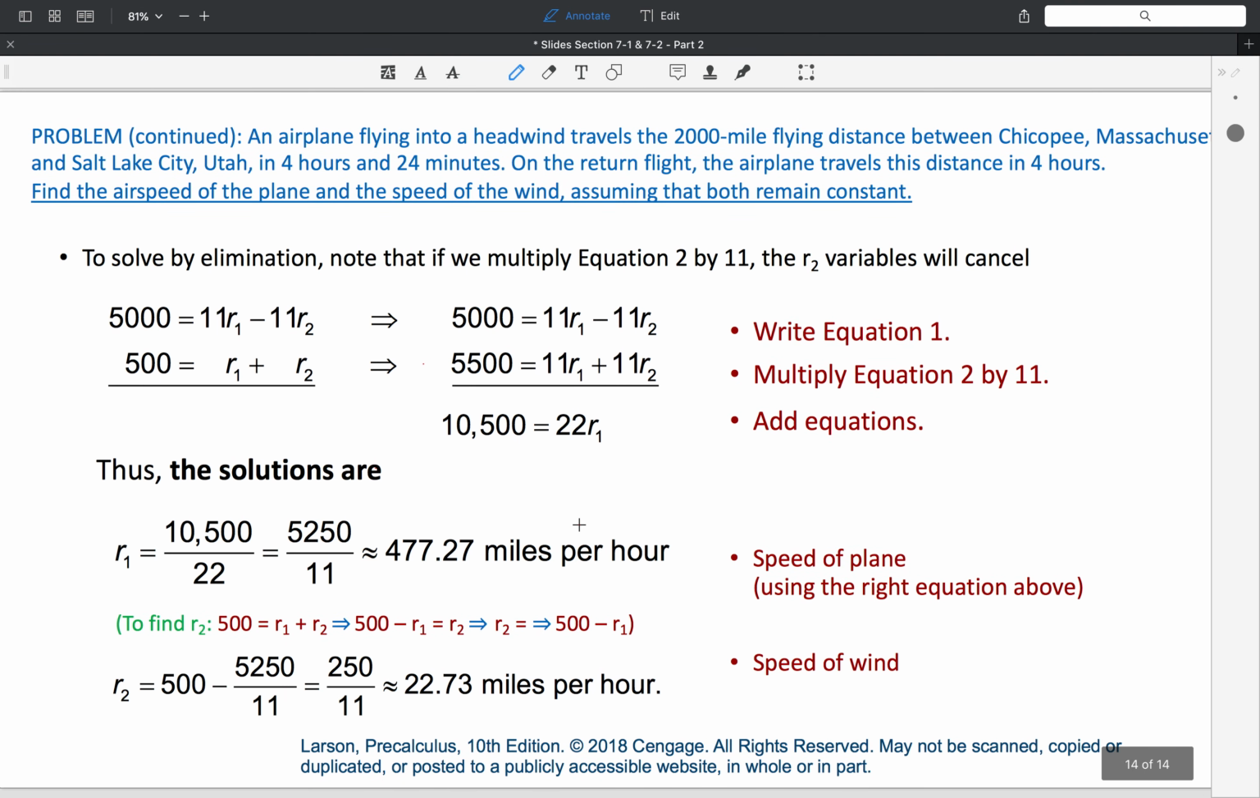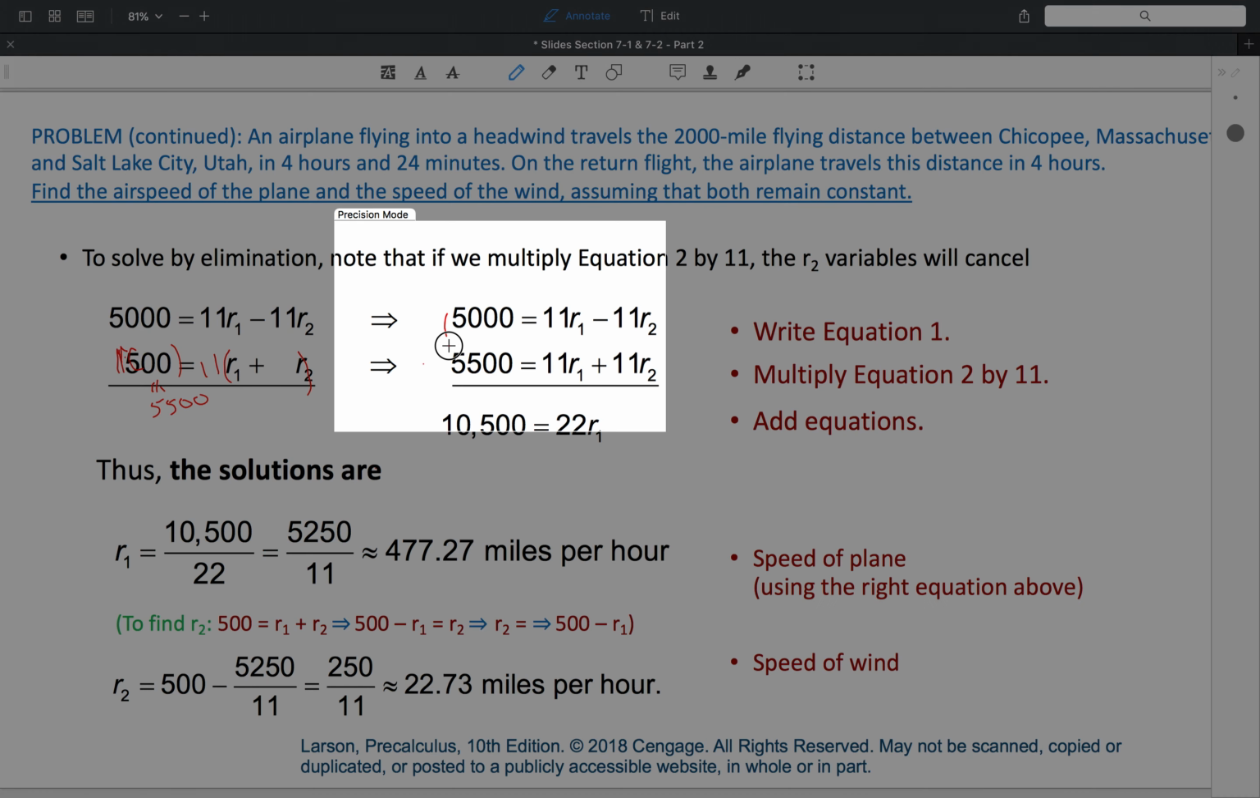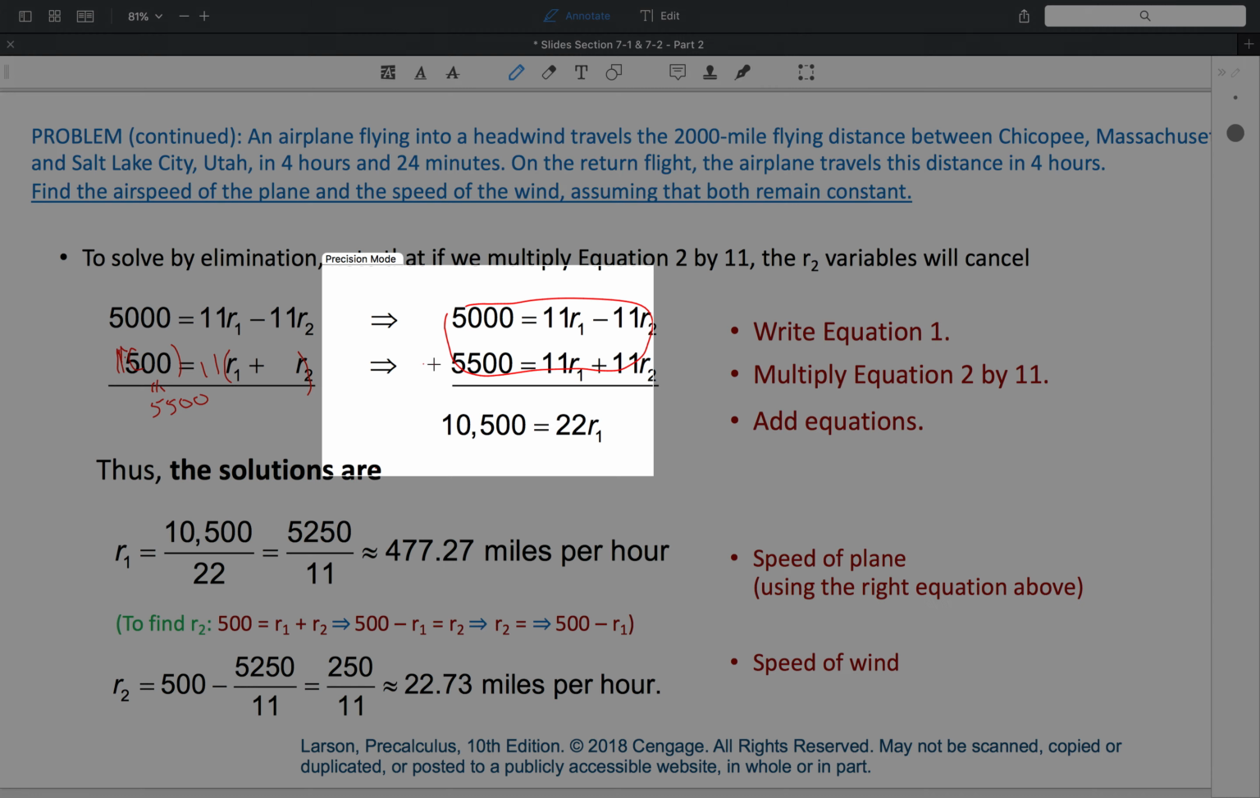And here we go. So I'm going to multiply both sides by 11, and then add them. Sorry. Okay. So I start here. I multiply this by 11. So I get 11 here, and then 11 times this. So 11 times this is going to be 5500, and then 11 here is going to be there. So this is what I get right there. It's my new system, and if I add these, notice I'm going to cancel out the R2. And so I get 22 over R1.